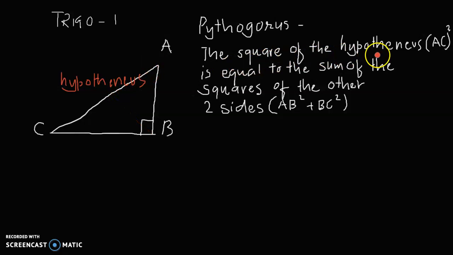So the square of the hypotenuse, that is AC square, is equal to the sum of the squares of the other two sides. The sum of the squares of the other two sides, AB square and BC square. The sum of these two. So AB square plus BC square. So this is the theorem. And let us write it down here. AC square is equal to AB square plus BC square.